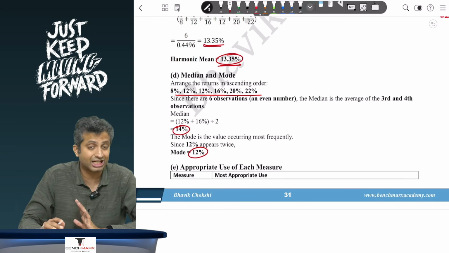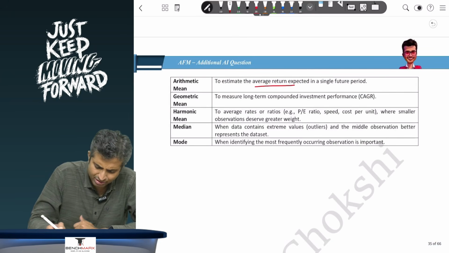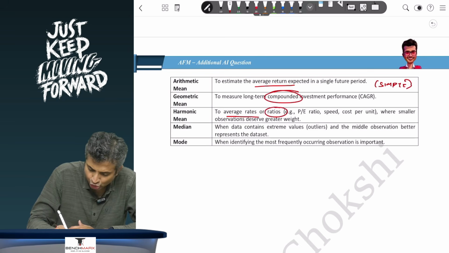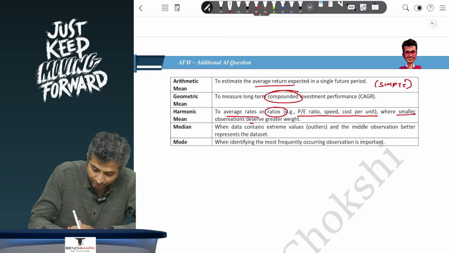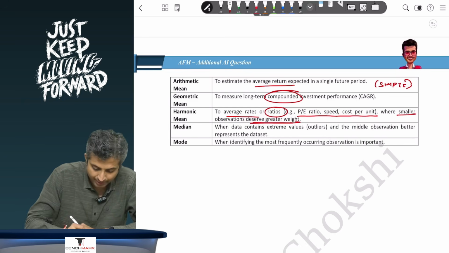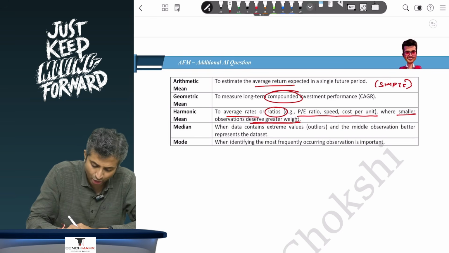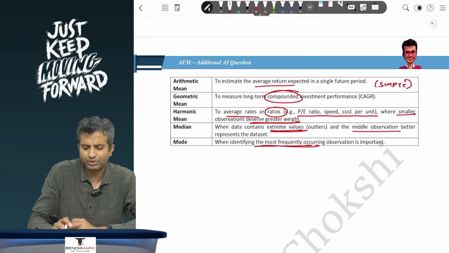So these are measures of central tendency, and the appropriate use of each measure. Arithmetic mean is to find the simple average return, whereas geometric mean is used to find a compounded return. Harmonic mean is to take the average of ratios, usually PE ratio, speed, cost per unit, etc., where smaller observations deserve a greater weight as well. In arithmetic mean, the larger observation usually pulls up the data a lot, and in median, when data has extreme values like outliers, the middle observation represents a data set better, and mode is the most frequently occurring observation.